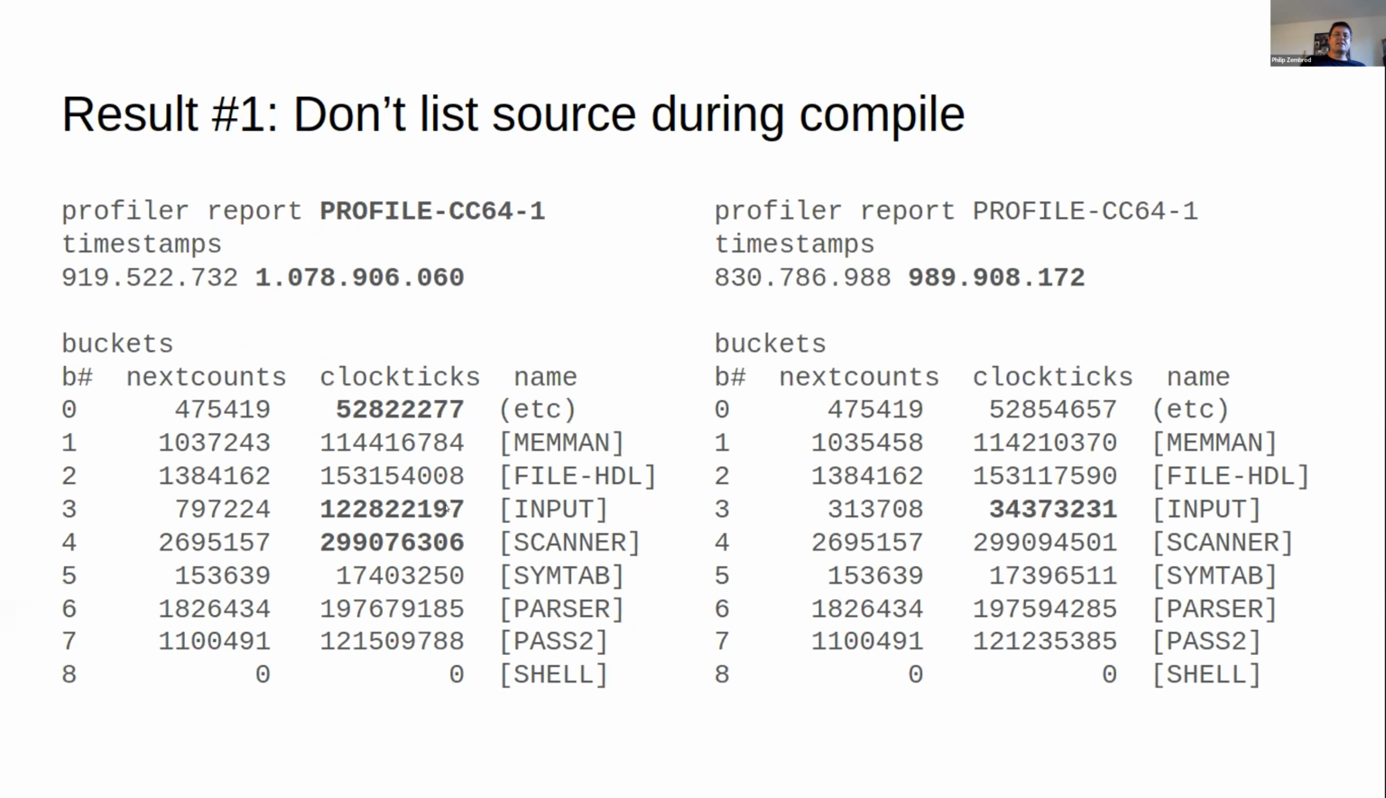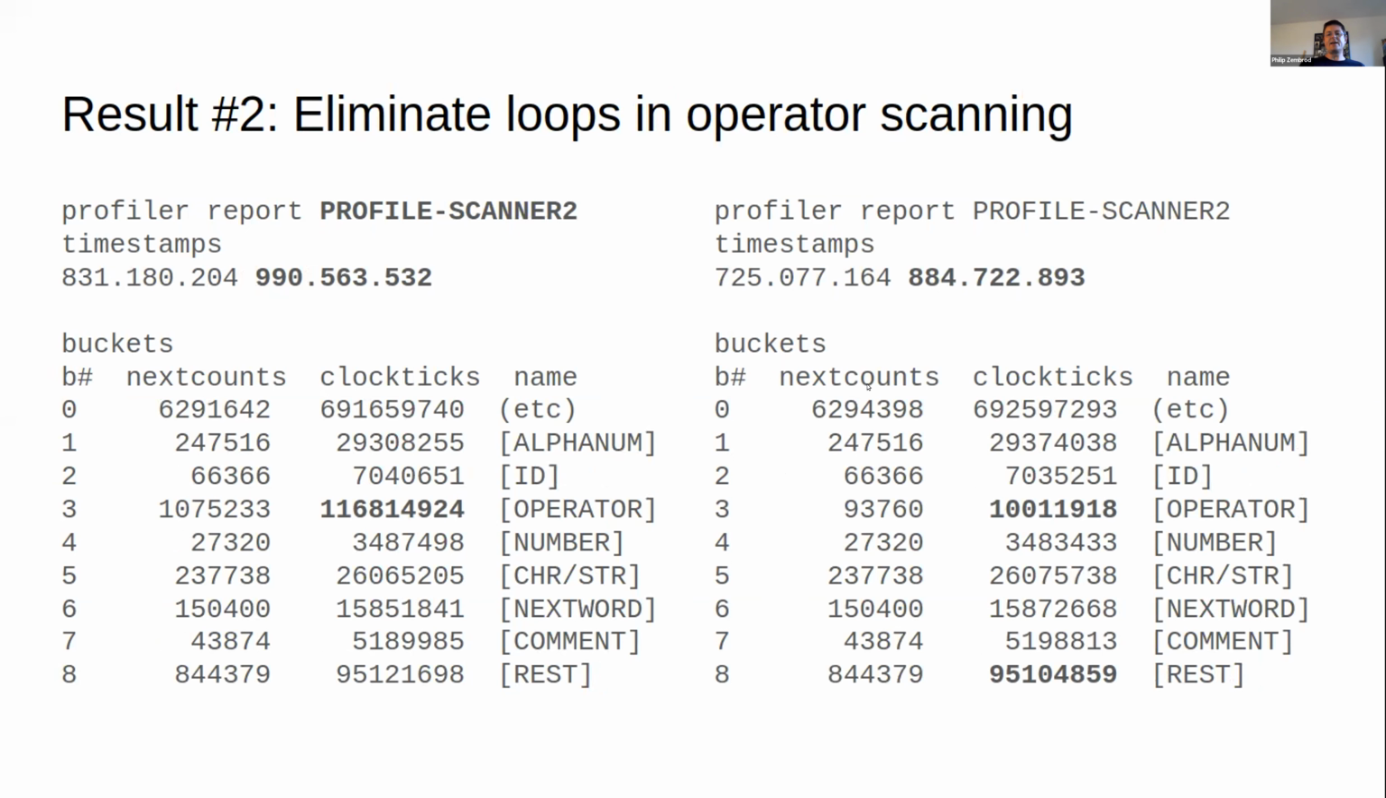So this here is the first instrumented run. The first thing I noticed is that input, the module that just reads source code, took a suspiciously long time. It turned out just printing the source code while reading it was the majority of the time. So disabling the listing while compiling already got me a 10% win, quite unexpected. And the second big one was the scanner, so the next step was to drill down into the scanner.